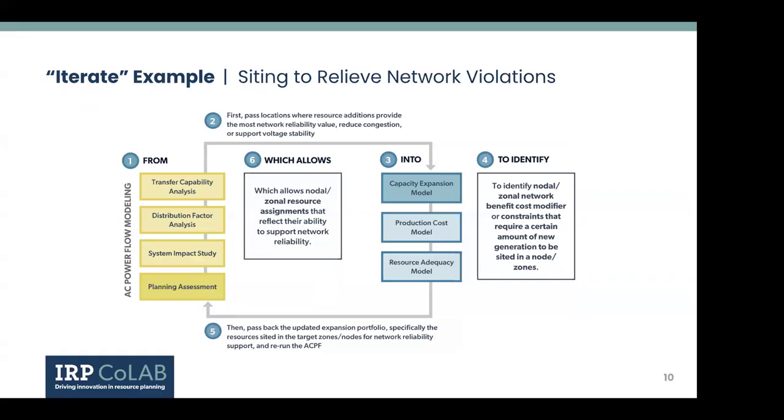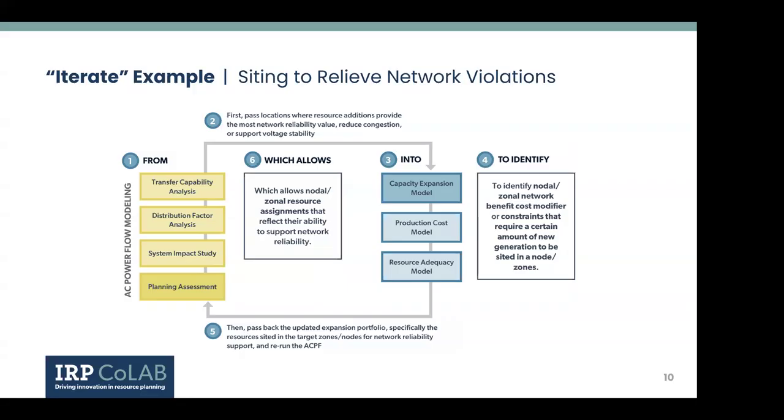So these two examples are really one-way processes, incorporating information from one process to the other. What we show here is just one example of a more iterative process, where not only are we moving information from transmission planning to generation planning models, but then iterating back and taking the outputs from the generation planning model to then reassess some of our transmission planning assumptions. So this example here is specifically for siting to relieve network reliability violations.